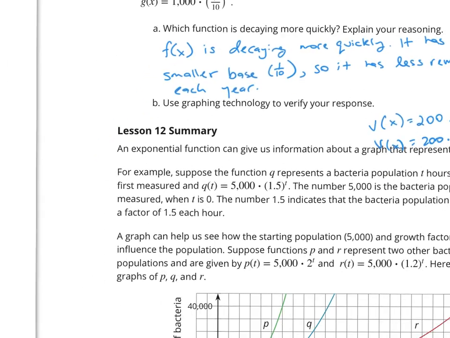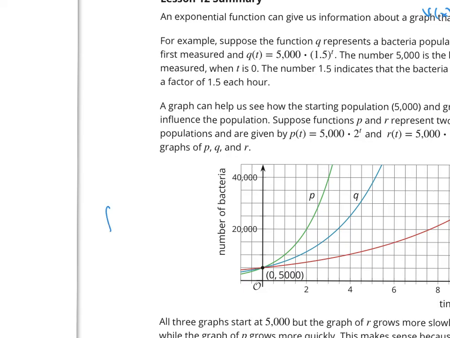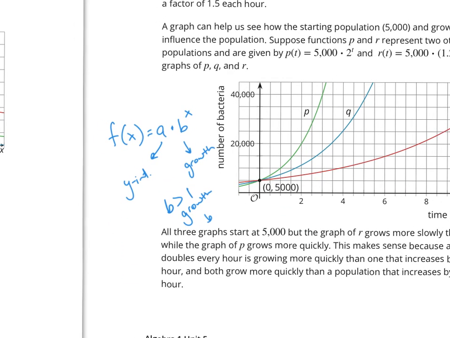So just remember, today we talked about when we have functions in exponential form, we have this standard form of a times b to the x power. We talked about how a represents the y-intercept, and b represents the growth of the function. We talked about when b is greater than 1, it is going to be a growth. And when b is less than 1 but still greater than 0, this is going to be a decay.